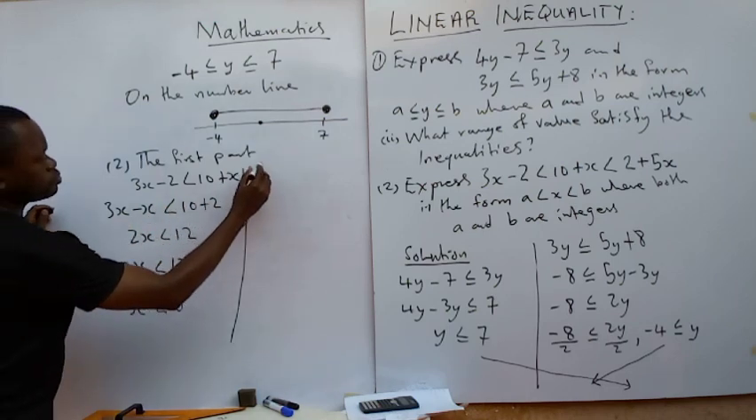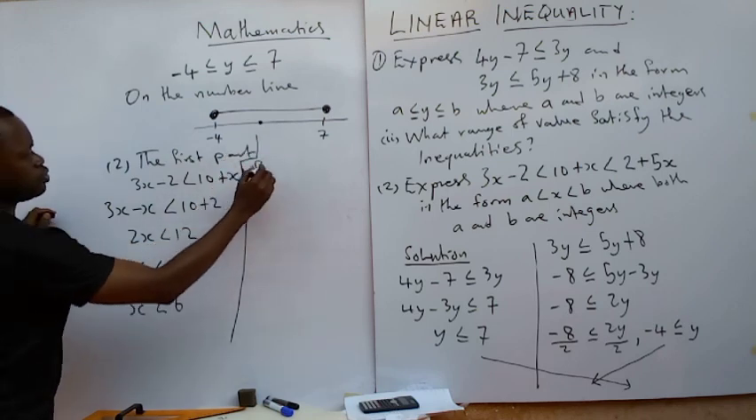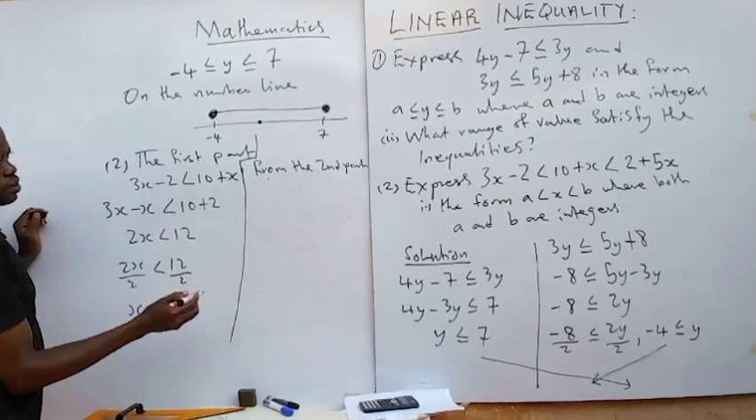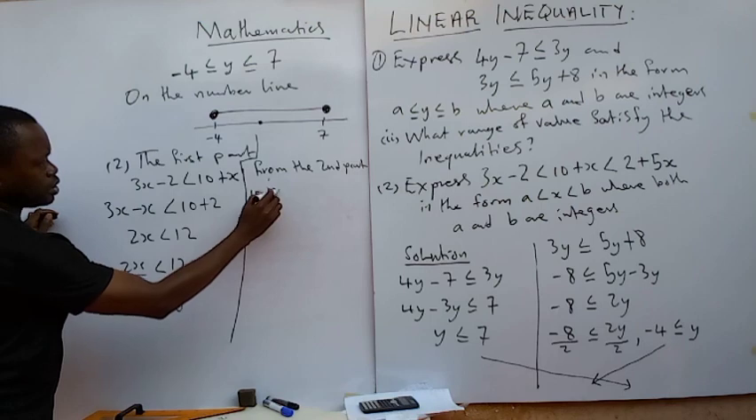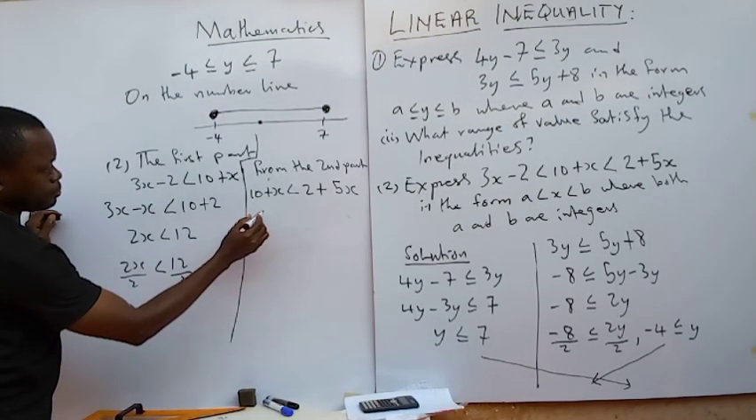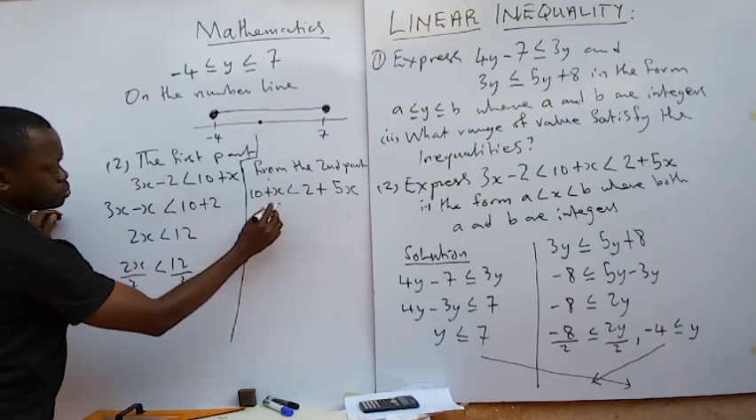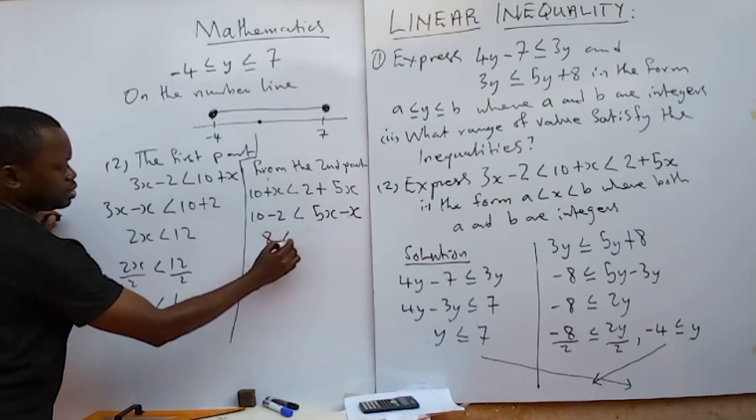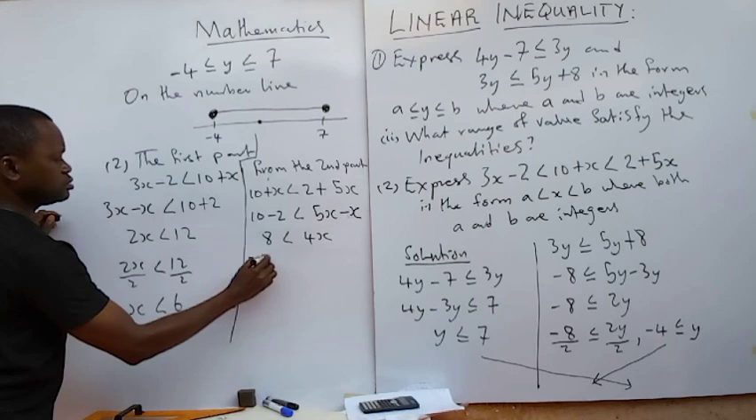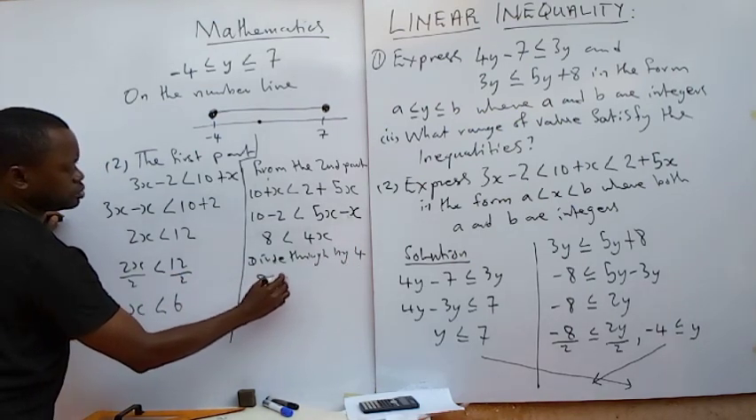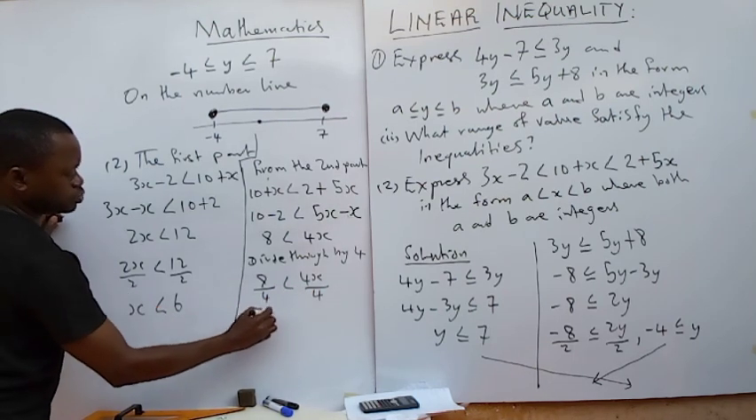Come over here again and say, from the second part, we have 10 plus x less than 2 plus 5x. So what you will have here now is you collect the like terms. You are going to have 10 minus 2 less than 5x minus x. So this will remain 8 less than 4x. So if you divide through by 4, you will have 8 over 4 less than 4x over 4. So finally this is 2 less than x.